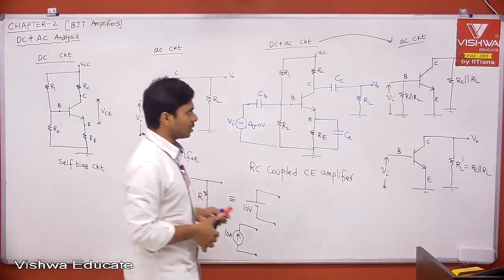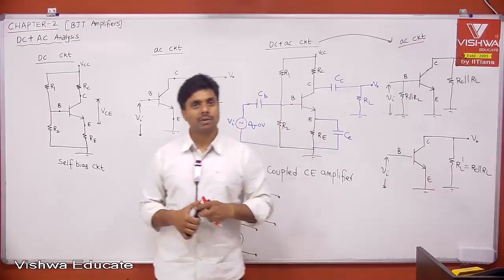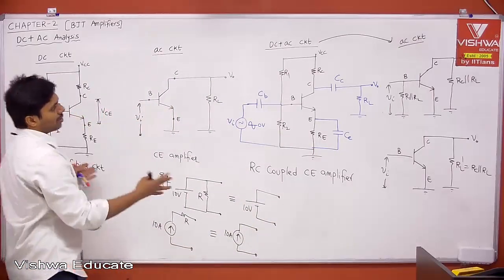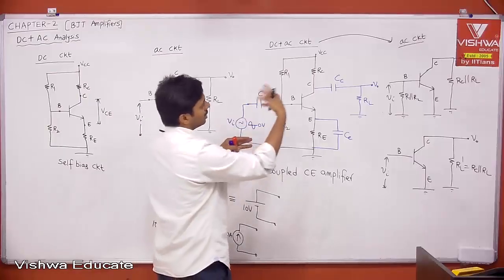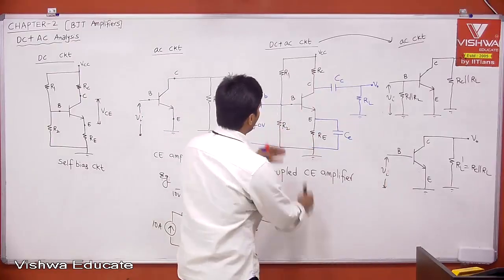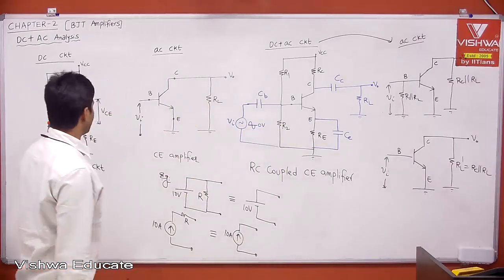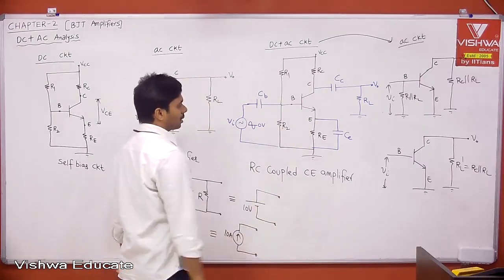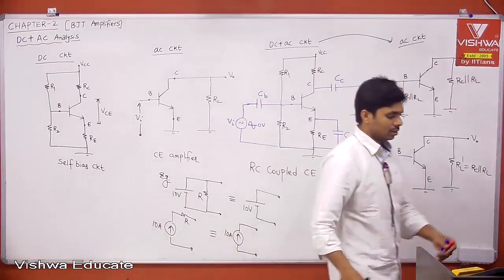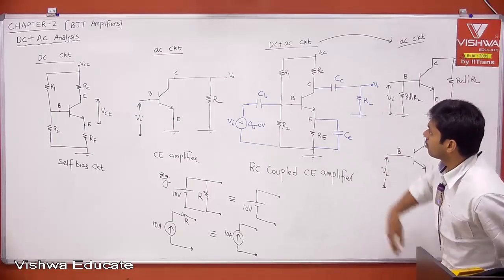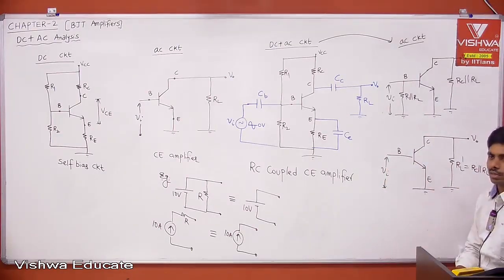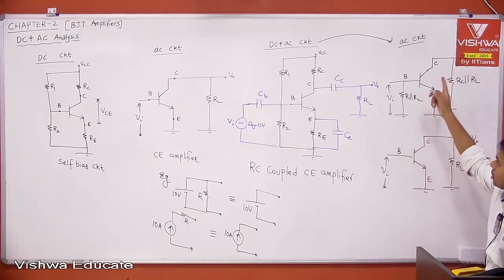Therefore, now this is our CE amplifier. Everybody understood? Yes. We did them separately. Now even after combination, for AC analysis we are getting common emitter configuration. For DC analysis we are getting self bias circuit. Therefore, even though we are coupling through capacitors, we are getting self bias circuit from DC analysis and common emitter amplifier from AC analysis. You can write this decomposition.